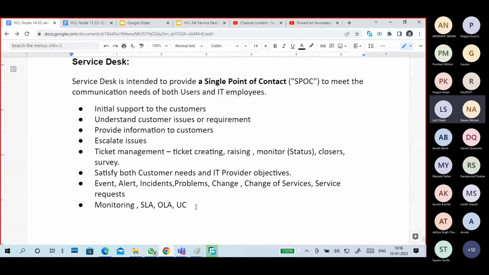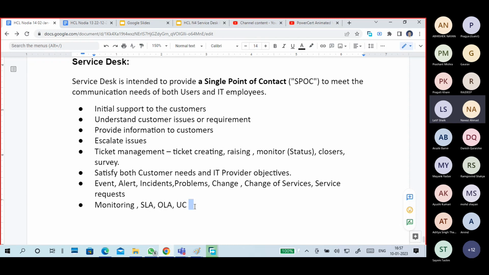What will the service desk do? It will give initial support to the customer, understand customer issues or requirements, provide information to the customers, and escalate issues. Ticket management: creating a ticket, managing the ticket, monitoring the ticket, raising the ticket, closing the ticket, doing service, these all come under ticket management. The service desk's main role is to satisfy customer needs. The customer requirements, queries and all will be taken care of by the service desk only.